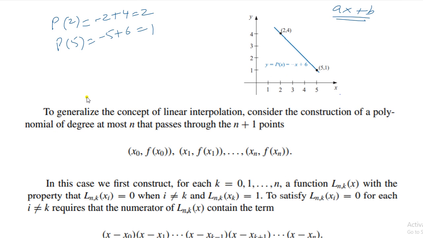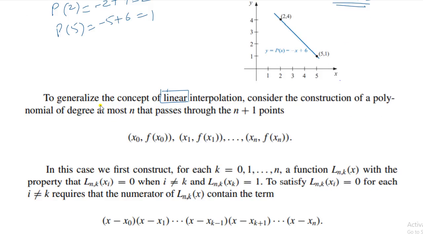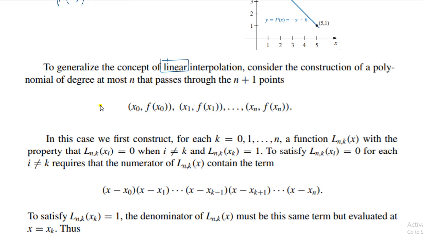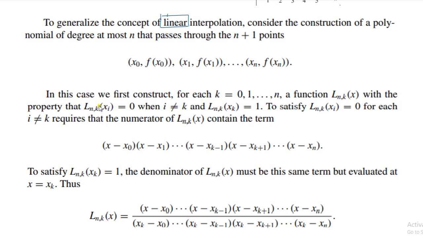So we can generalize this concept to any number of points. We are still talking about linear interpolation, generalized to any number of points. To generalize this, consider the construction of a polynomial of degree at most n that passes through n plus 1 points. Because if you have 3 points, it is not possible to draw a straight line through them, but we can draw some curve passing through 3 points.